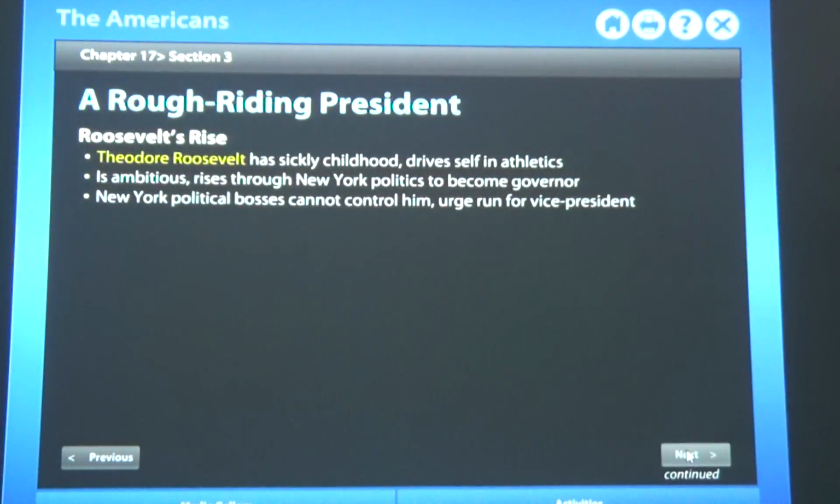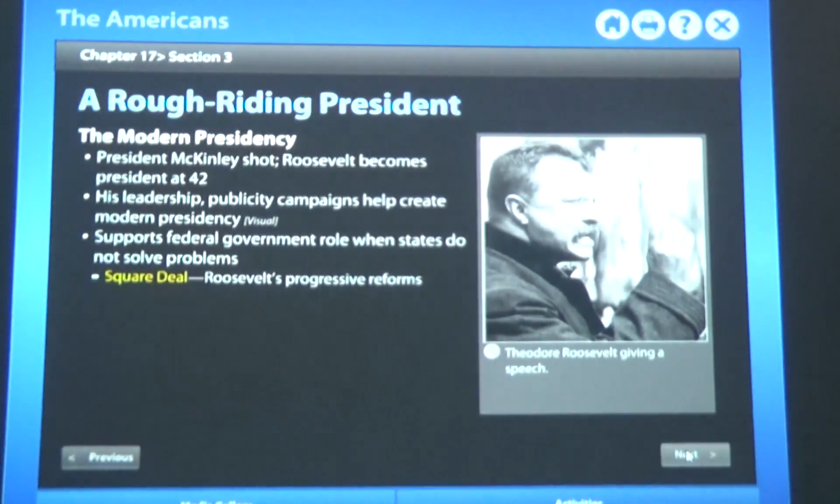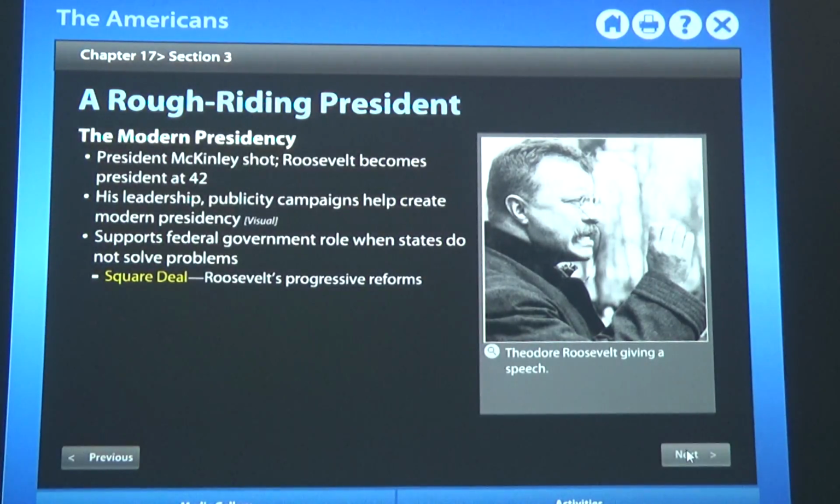Now, he was a sickly child, was Teddy Roosevelt. He drives himself through athletics and also ambition. He's a New York politician, becomes a governor, but the people in New York didn't like him so much, so they said, well, why don't you run for vice president? And he does. And basically, due to the assassination of William McKinley in 1901, shortly after becoming vice president, he becomes president. And he will serve almost 2 terms as our president in the early part of the 20th century.